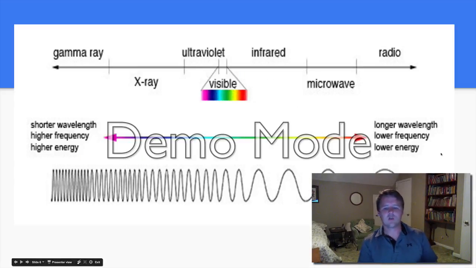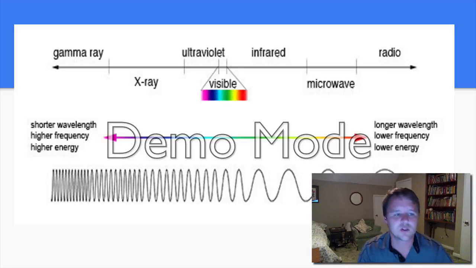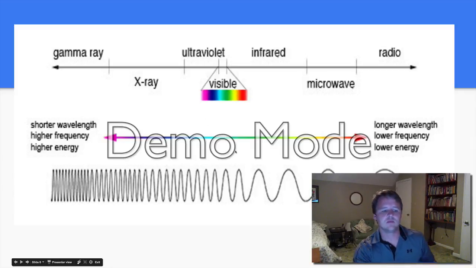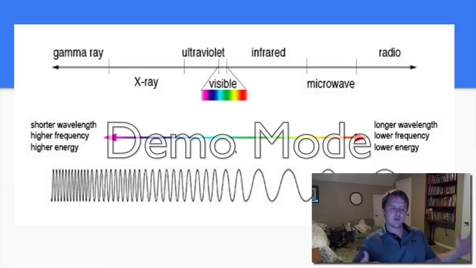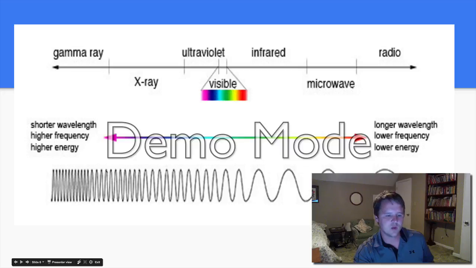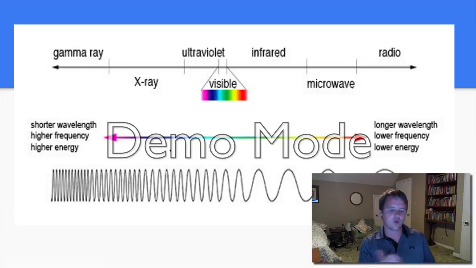We have the electromagnetic spectrum here, which I've listed. You have gamma rays, X-rays, ultraviolet, visible, infrared, microwave, and radio. So it just goes from left to right here. As you go to the left, on this example, you have a shorter wavelength. As you can see here, the waves are closer together. You have a higher frequency, because the waves are more frequent when they have a shorter wavelength. And you also have higher energy. So remember that. Gamma rays have higher energy than radio waves, which have a longer wavelength, lower frequency, and lower energy.